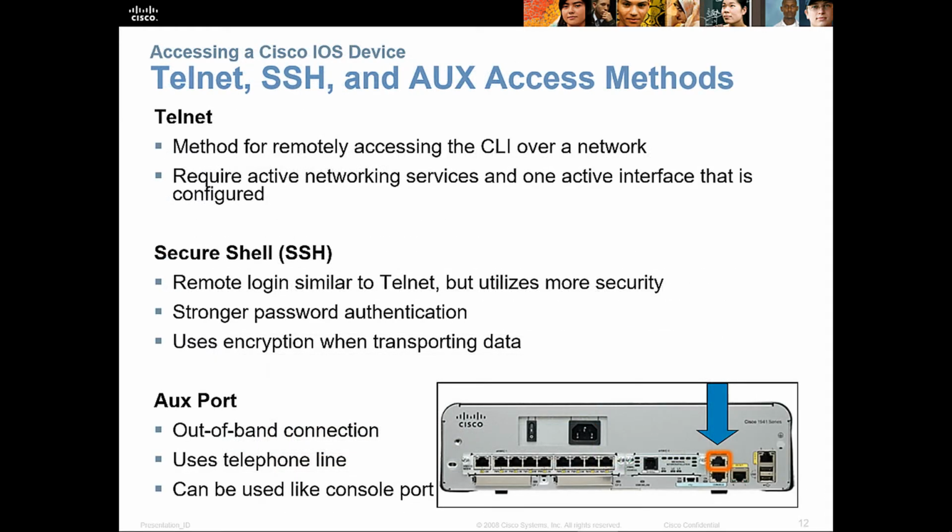Other methods could be Telnet, which is again a remote access CLI over a network, meaning you have an IP set up, but this is all clear text. So we have this other option called Secure Shell or SSH, similar to Telnet, but it's more secure. Next is some type of an auxiliary port, similar to a console port, because it's used for out-of-band connections, and you can set this to use telephone lines.